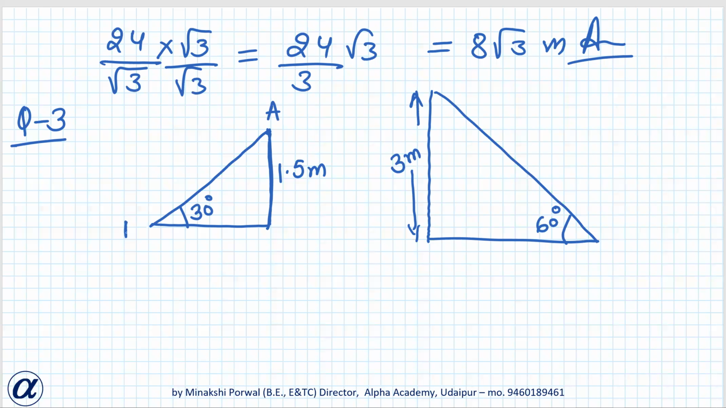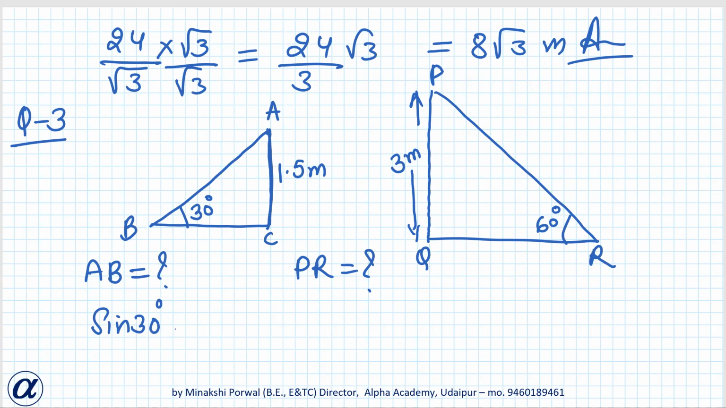So basically we have to find the length of the slide. For smaller children below 5 years, length of the slide is AB. This we have to find. And for elder children, length of slide is PR. This we have to find. You have to just think which trigonometric ratio to use. Which trigonometric ratio will relate hypotenuse and perpendicular? It will be sine. So sine 30 degree equals to perpendicular upon hypotenuse.